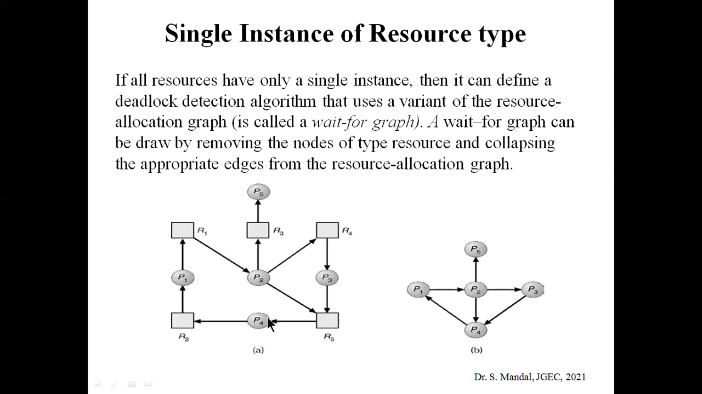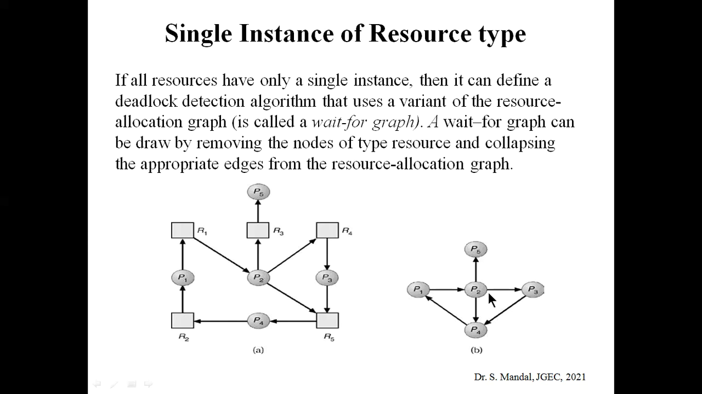But if you want to get the wait-for graph for the respective resource allocation graph, then we need to remove the respective resource nodes, like this rectangular node, and collapse the appropriate edges. Here you can see that P1 is requesting R1, but R1 is already allocated to P2. So we remove R1 and its respective edges, and we draw a new edge from P1 to P2.